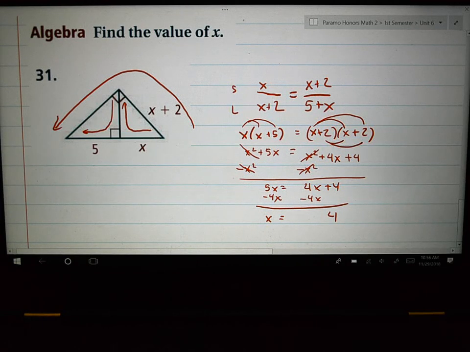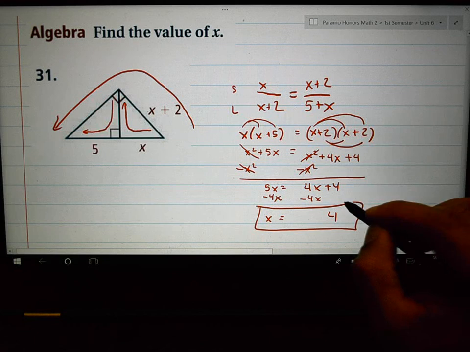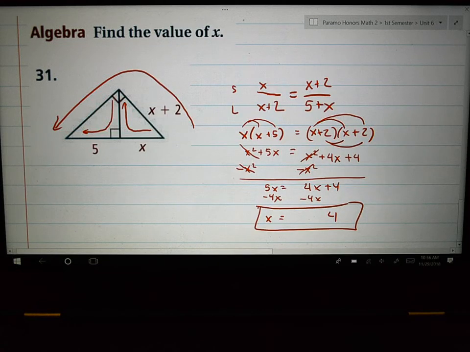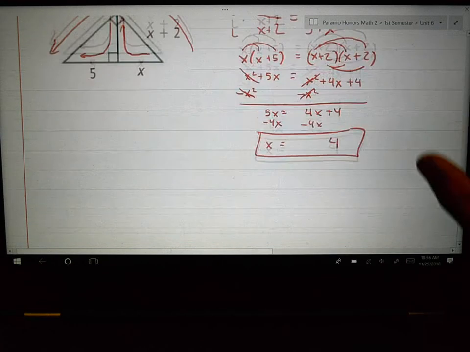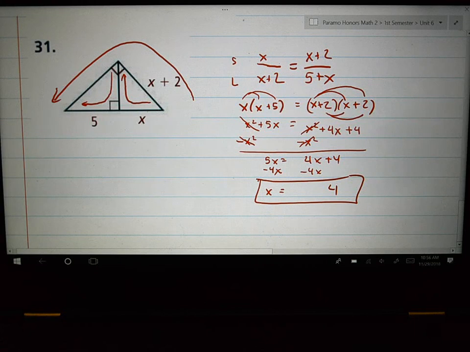And what do you know? We have now answered the question. X is equal to 4. Any questions? I'm going to stop your notes right there then.